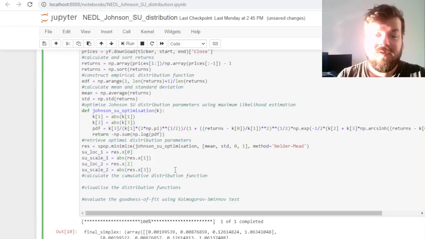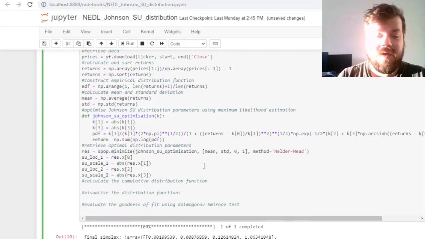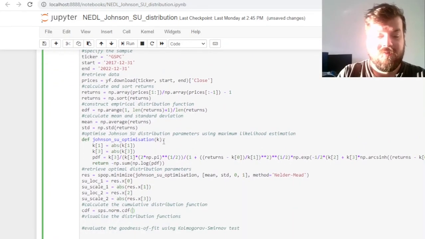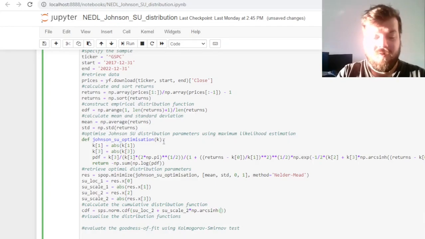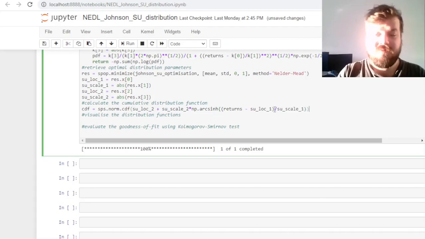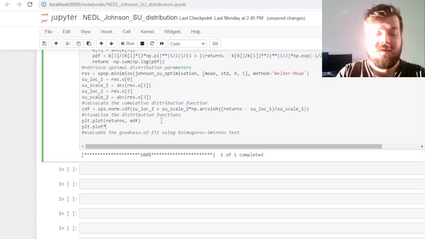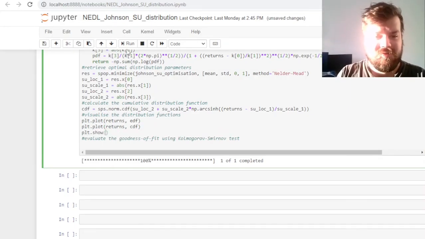And now we can calculate the cumulative distribution function using this procedure on top. So our CDF is scipy.stats normal CDF of the expression involving the hyperbolic arcsine. So we've got our SU location 2 plus SU scale 2 times the hyperbolic arcsine, so arcsinh of returns minus location 1, and we divide it by SU scale 1. Now we have got our CDF calculated, and we can visualize our distribution functions by using plt.plot of returns alongside its empirical distribution function and returns alongside its cumulative distribution function given the Johnson SU function. And we plt.show to demonstrate both graphs.